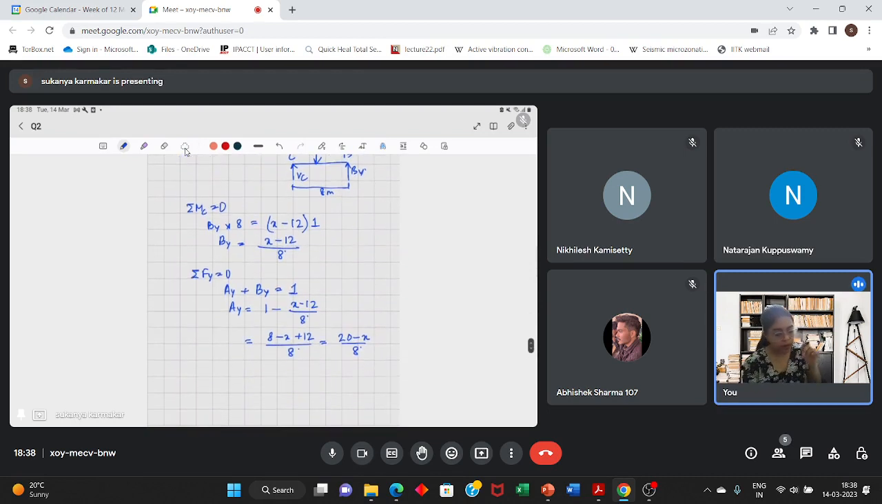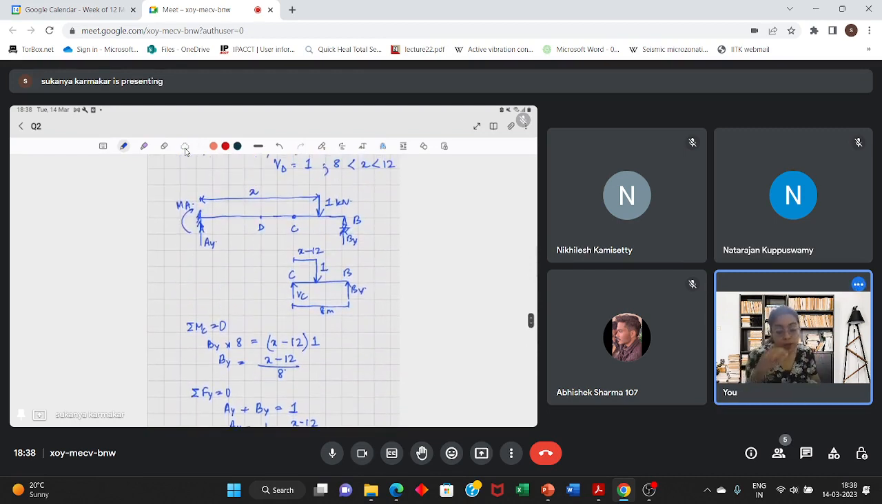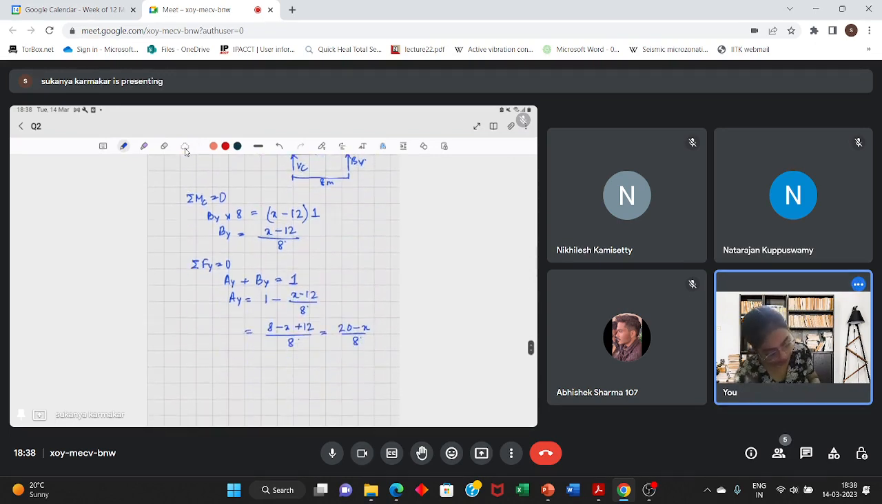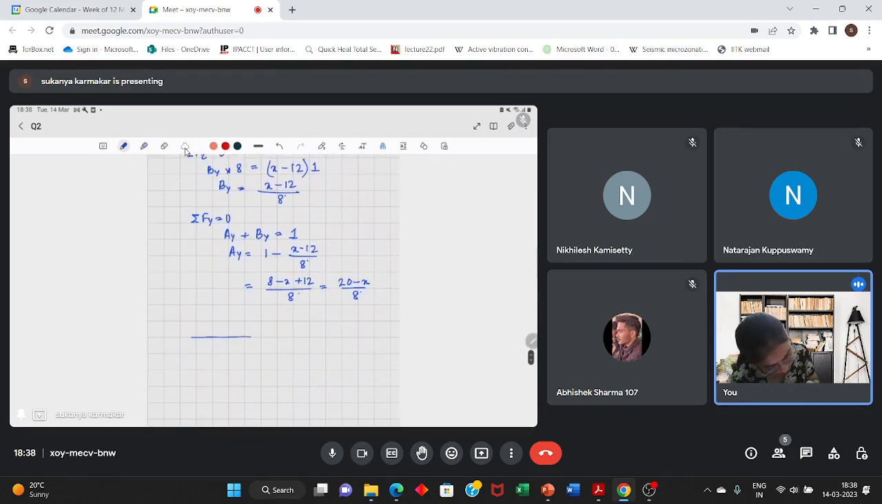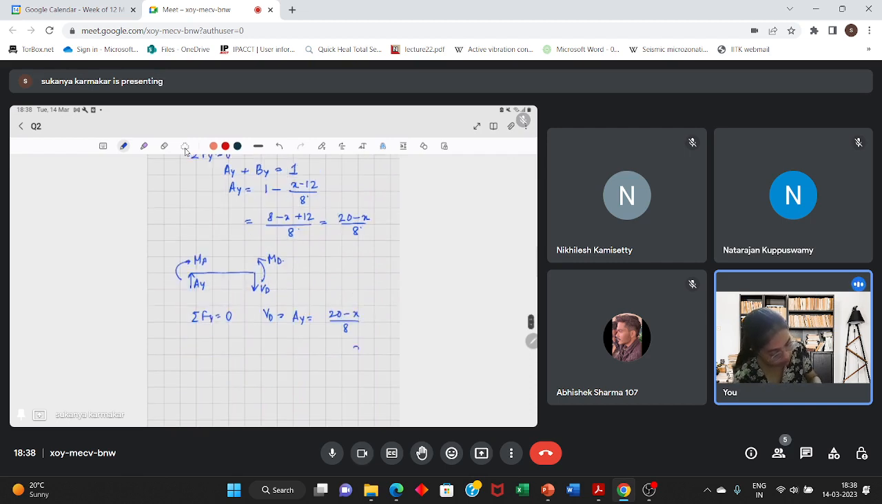Now I'll have to develop an expression for Vd. So how will we do that? Consider this portion. Ay is acting, Ma is acting, Vd is acting, moment Md is acting, right? So from here summation of force in y direction is 0. So Vd will be equal to Ay. So that is equal to (20 minus x) by 8. And here x is between 12 and 20.